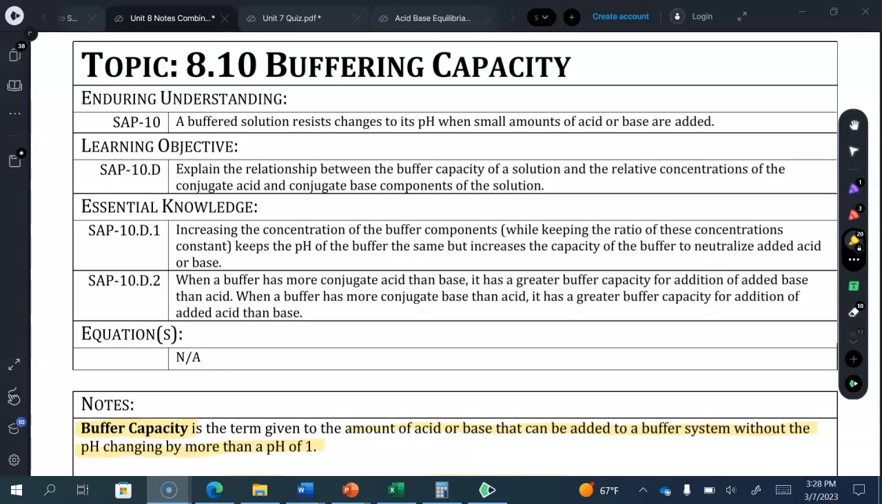Hello everyone, welcome to topic 8.10, buffering capacity. By the end of this, you should be able to explain the relationship between the buffer capacity of a solution and the relative concentrations of the conjugate acid and conjugate base components of that solution.